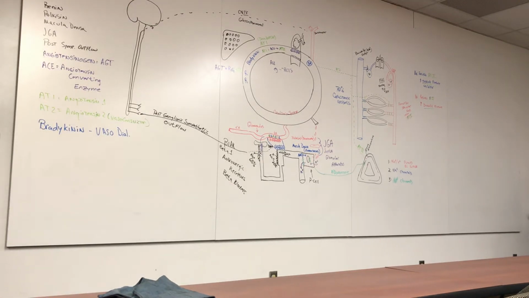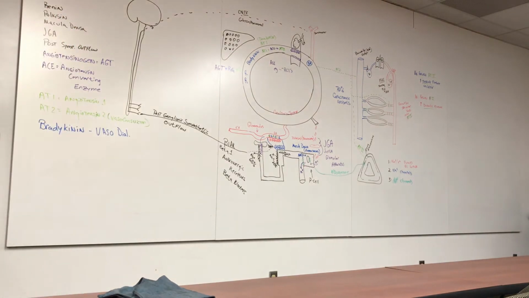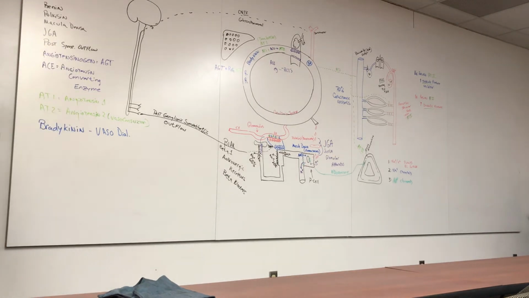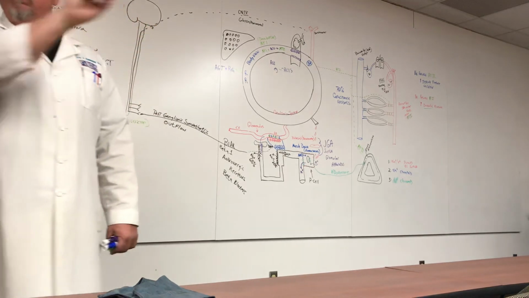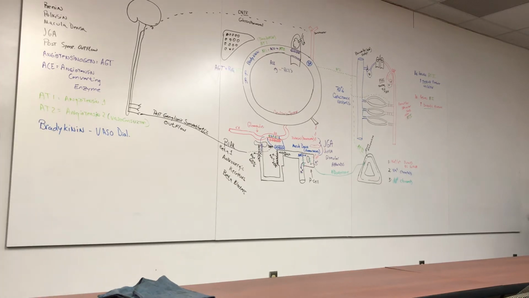So where does ADH work? The kidneys, right? Where is it produced? The supraoptic nuclei inside the brain produce ADH. Then it is sent through axoplasmic transport through the nerves to the posterior pituitary or the neural hypophysis, right?